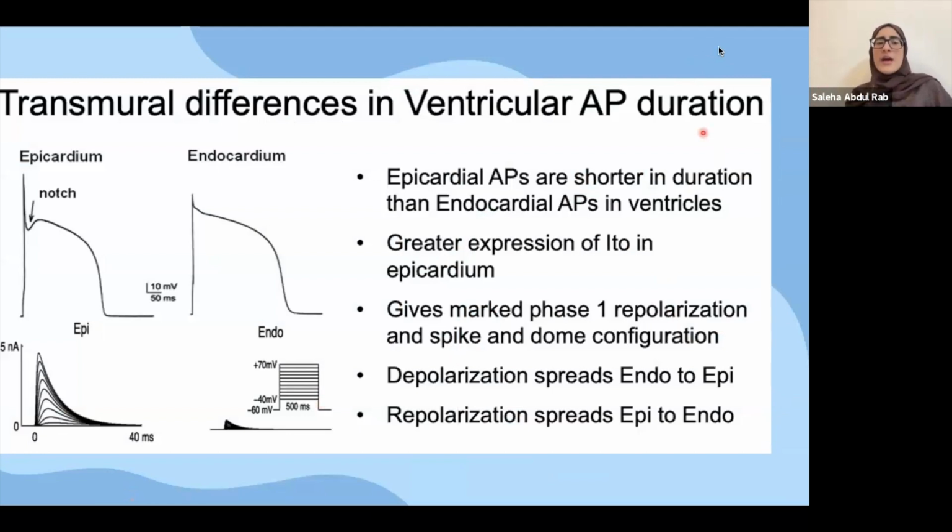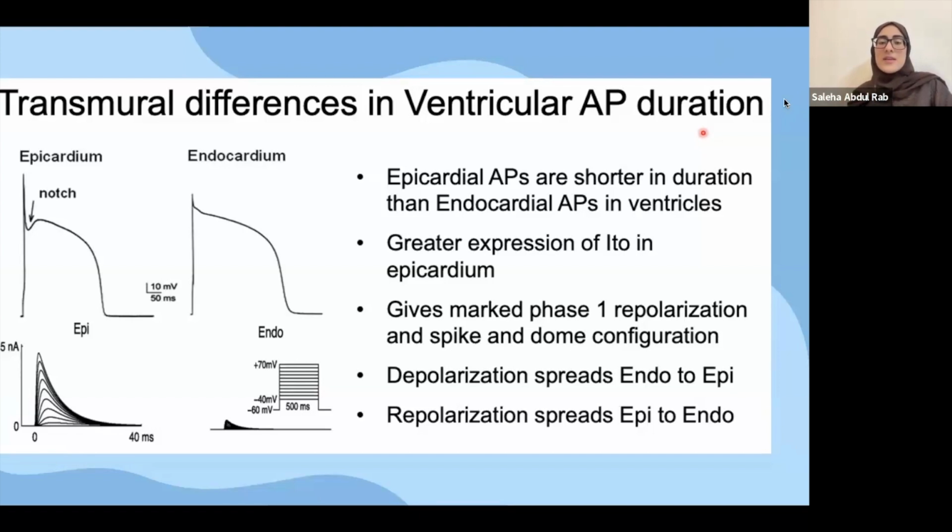This was essentially about how the action potential is different in the endocardium versus the epicardium. What you need to know here is that the epicardium is the last to depolarize. It's also the first to repolarize because the impulse comes from the endocardium. So the endocardium depolarizes, then it spreads outwards to the epicardium. The epicardium depolarizes last. It also repolarizes first, and then it spreads to the endocardium. And that's really all that you need to know from here.